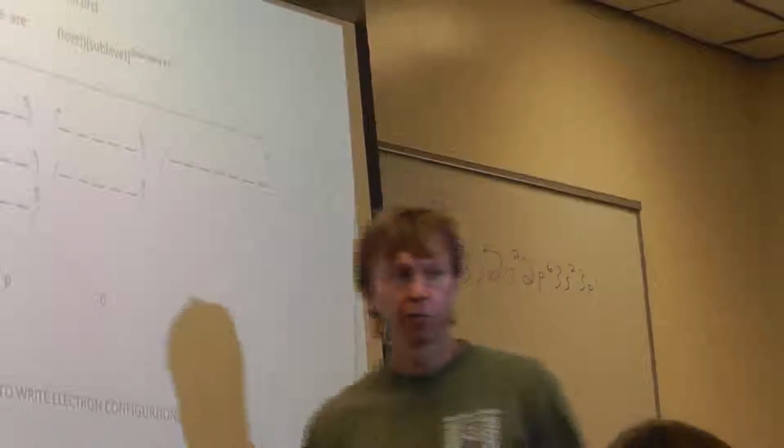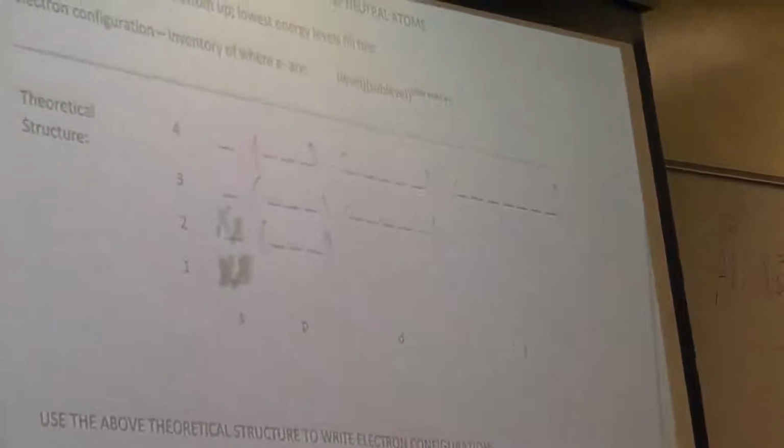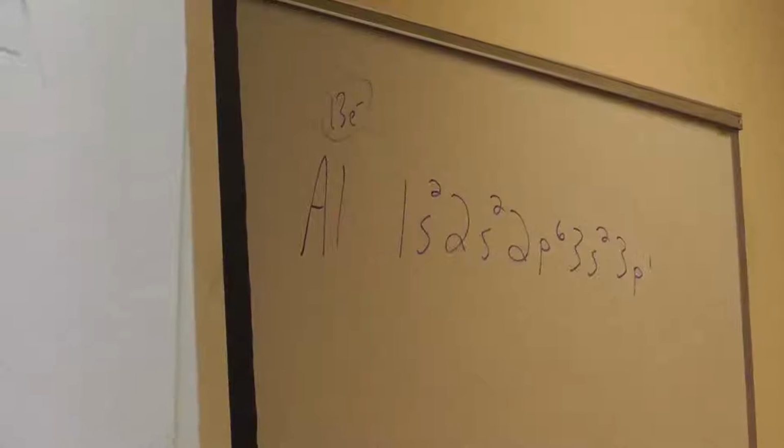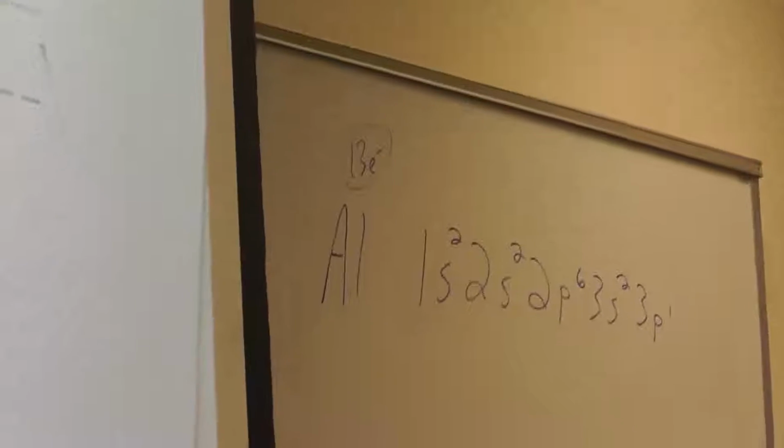This is what you should have for aluminum. When you fill the 2s, you move to the 2p. Once you fill the 2p, you move to the 3s. And then after 3s, you move to 3p. And you just keep filling and working your way out. Is there a question about that for aluminum?